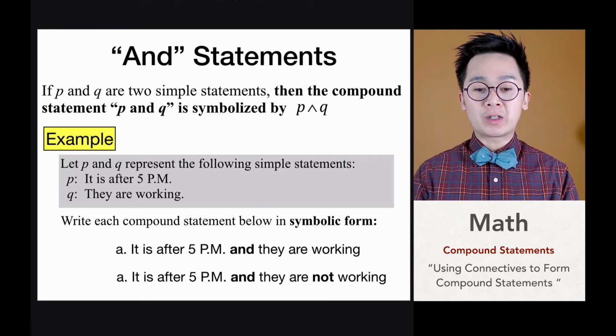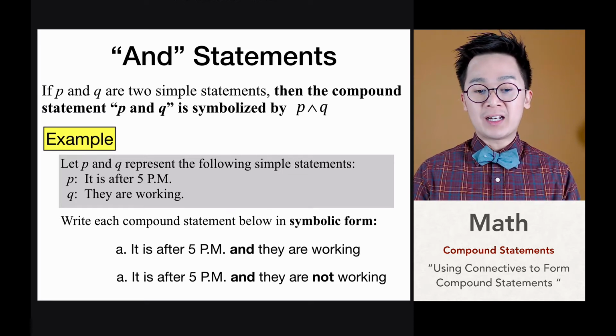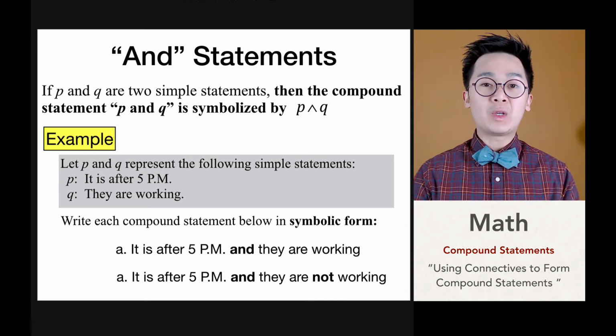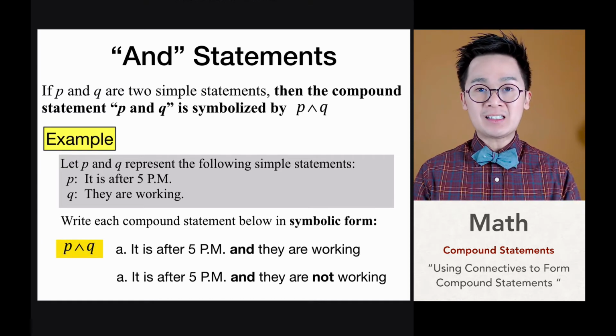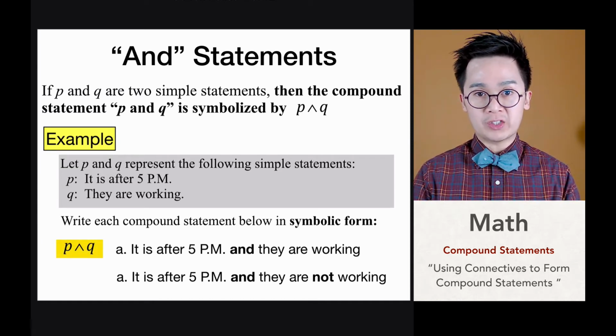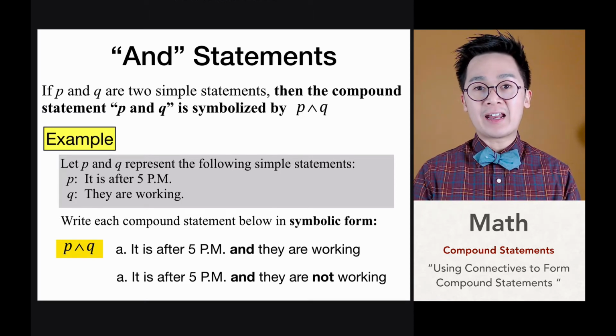Let's transform the compound statements into symbolic form. For the first one, we have: it is after 5 p.m. and they are working. Since and is a connective in symbolic logic represented by this symbol, we can rewrite this statement as P and Q. This is how we use these symbols and connectives to create a compound statement.